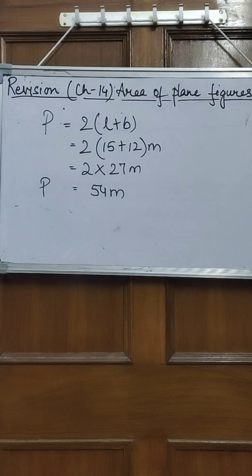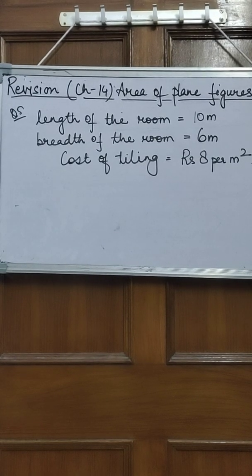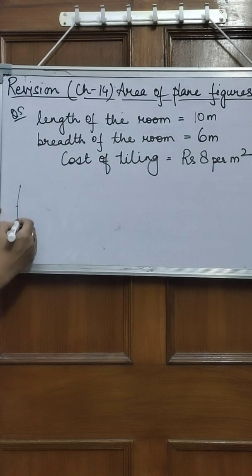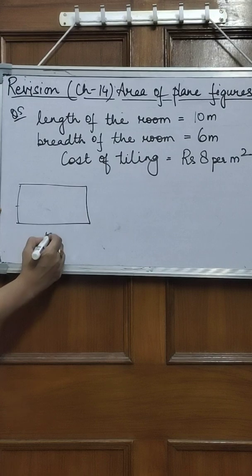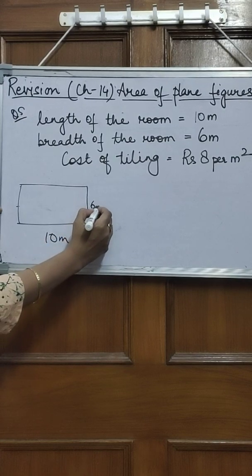I am taking the next question. Okay. I am first reading out the question. What is the cost of tiling a rectangular room of length 10 meter and width 6 meter at the rate of rupees 8 per meter square? So what they're saying is that you have a rectangular room whose length is 10 meter and width is 6 meter.